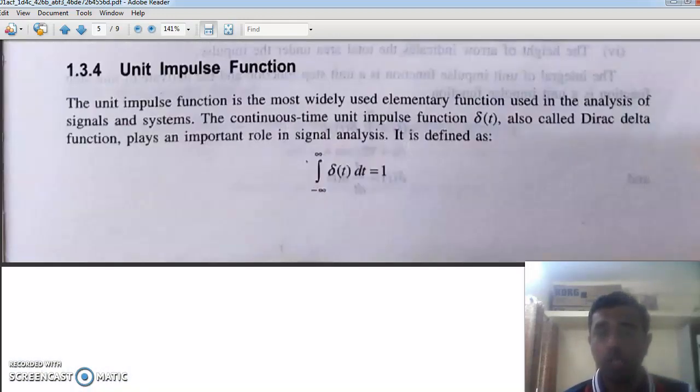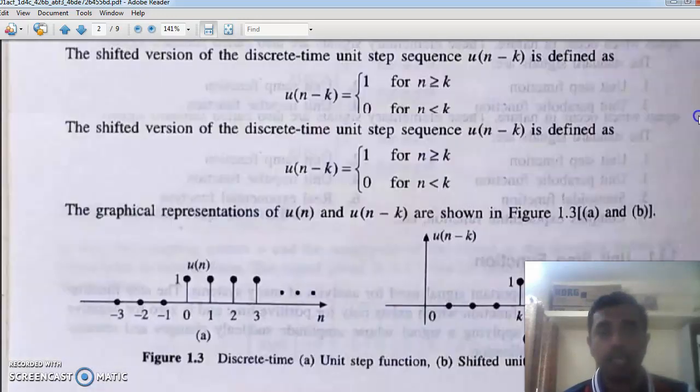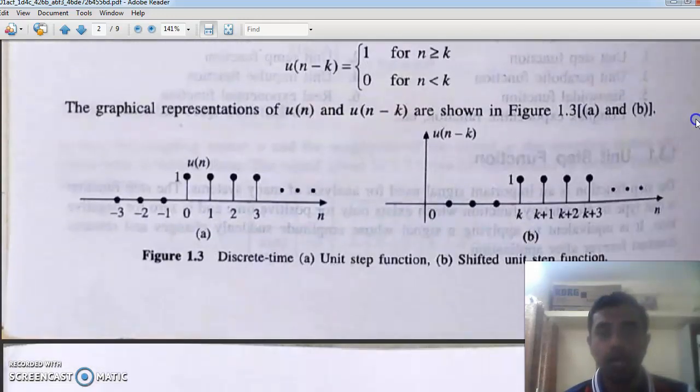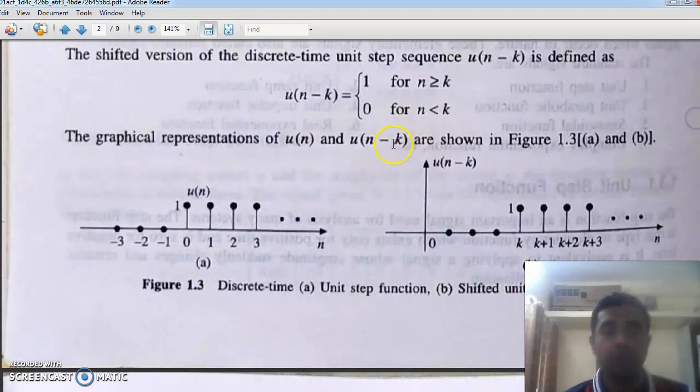Let me go a little back and see what u of n is. This is my u of n. It starts at 0, and it's all ones hereafter. There is nothing behind 0. What is u of n minus 1? U of n minus 1 means it starts at n equal to 1, and from there it is all ones. That is, u of n starts at 0, but u of n minus 1 is delayed by one sample.